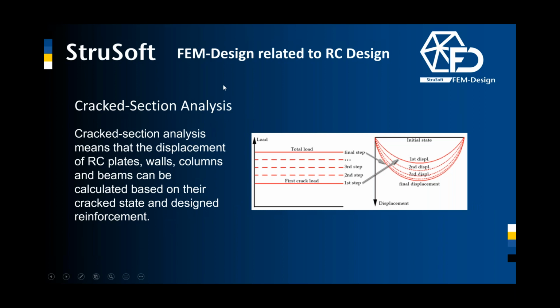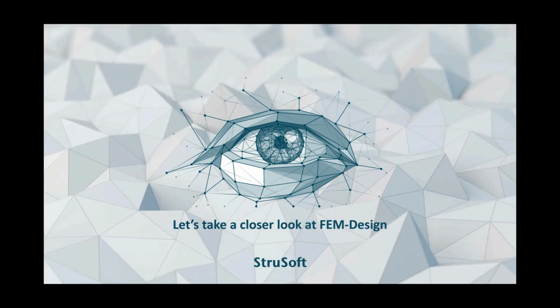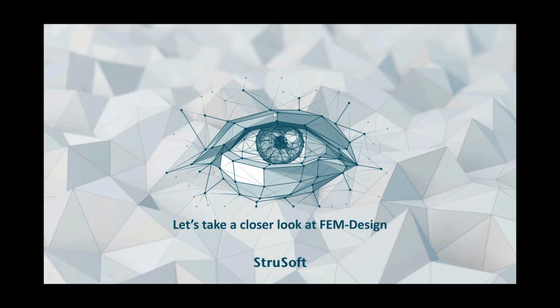Then, as I said, we will go through the cracked section analysis, which covers that displacement of plates, walls, columns, and beams can be calculated based on their crack state and designed reinforcement. Now we will jump to the article first, and afterwards we will jump to FEM-Design.